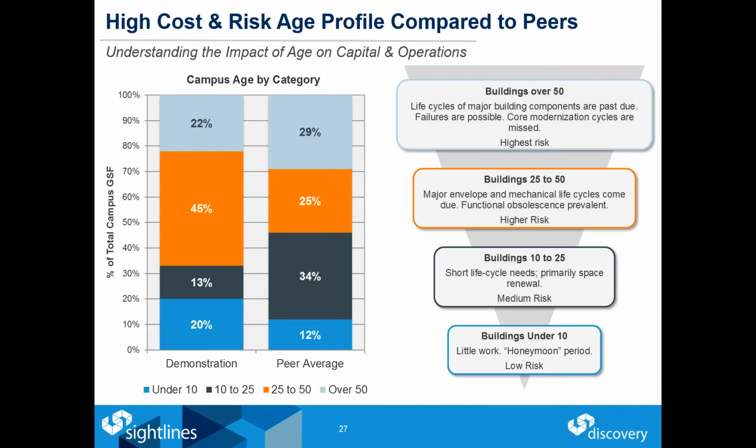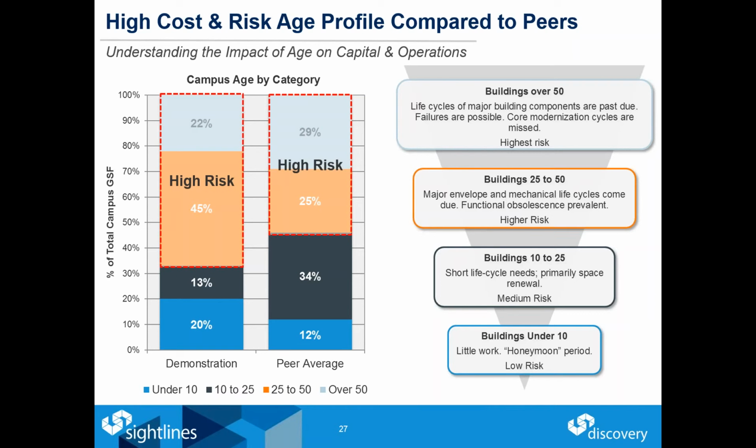We're looking at risk. Very simply, we break your different facilities into different categories in terms of risk. The buildings that are over 50 years old tend to have components that are past due for renewal, and failures are possible. Those are high-risk spaces. On the other hand, low-risk spaces, buildings under 10, have little capital requirement currently and are in what we call a honeymoon period, and there are groups in between as well. We want to know, is your campus in a riskier position than others?